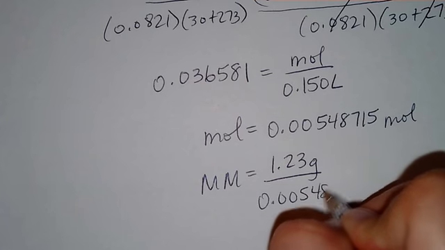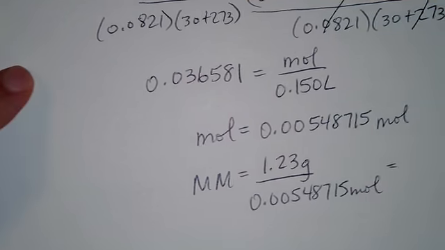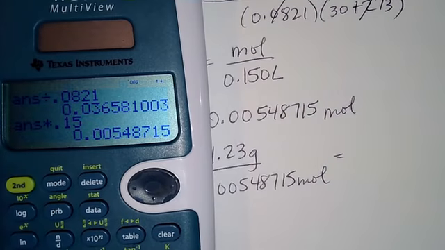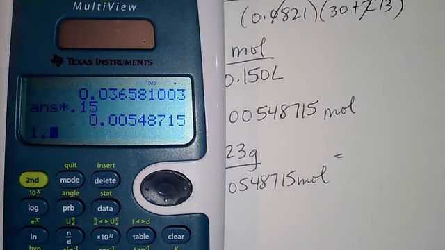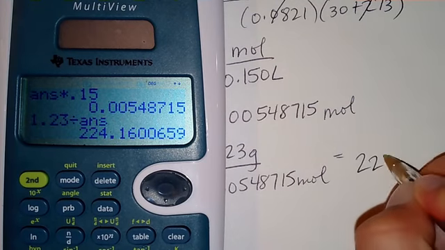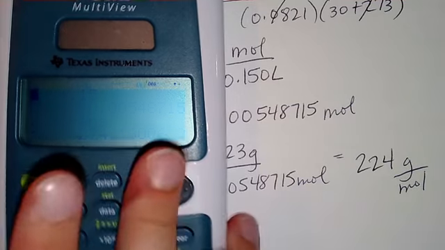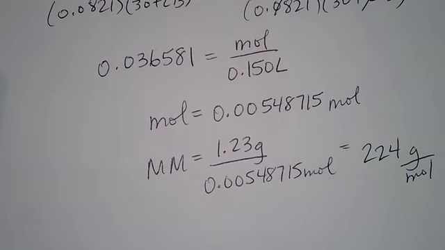So we can divide to get molar mass. 1.23 divided by our moles, 224 grams per mole. So while this doesn't completely tell us what our acid is, we now know the molar mass of the acid. So we would be able then to narrow it down to some different possibilities.